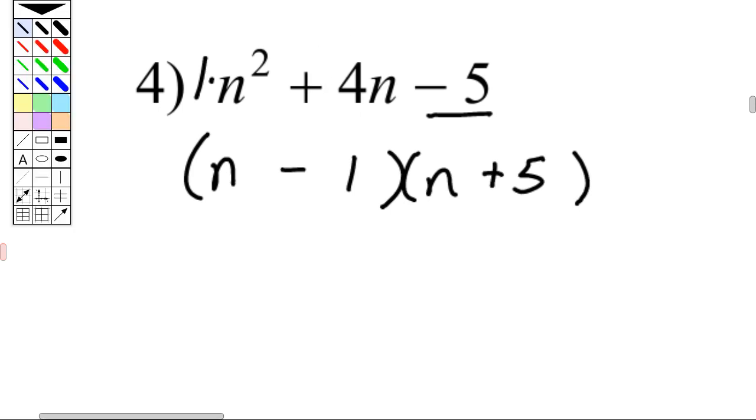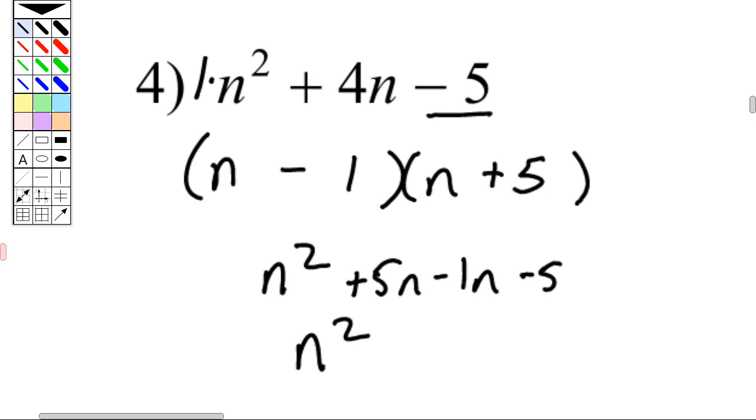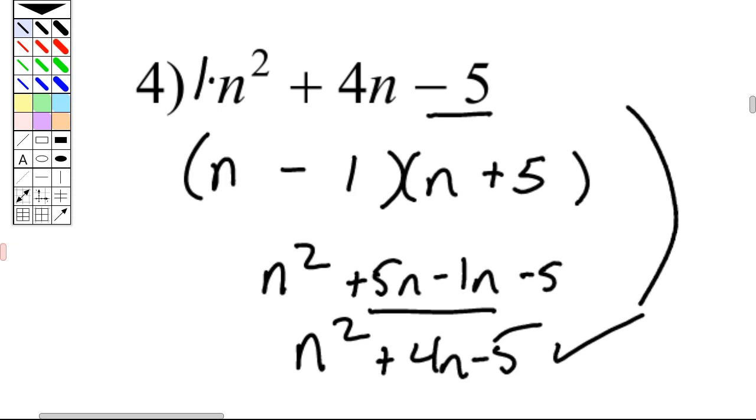And let's double check. n times n is n squared. n times 5 is plus 5n. Negative 1 times n is negative 1n. Negative 1 times 5 is negative 5. So I get n squared plus 4n minus 5. Checks out because I get my original.